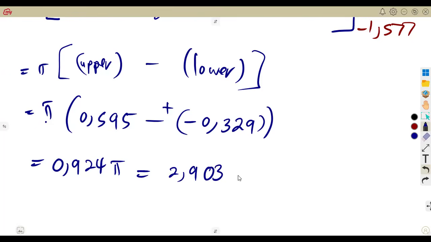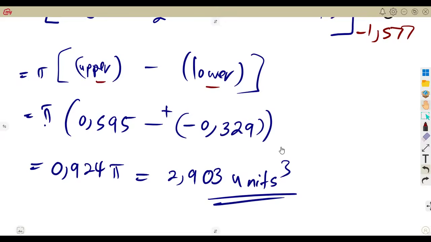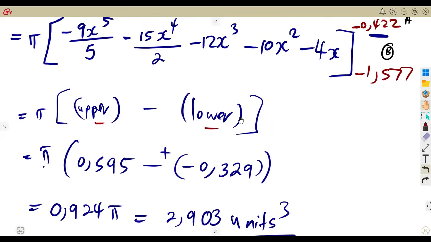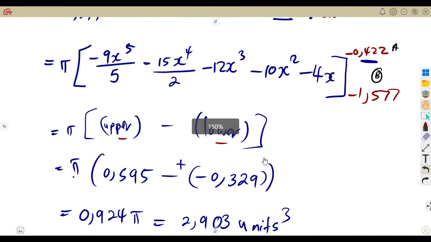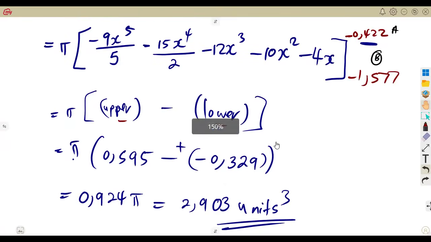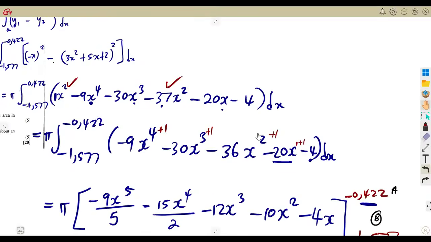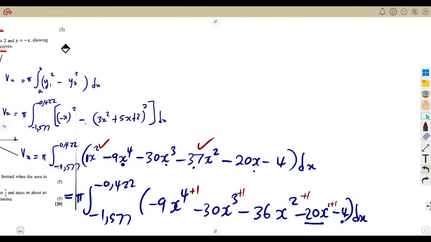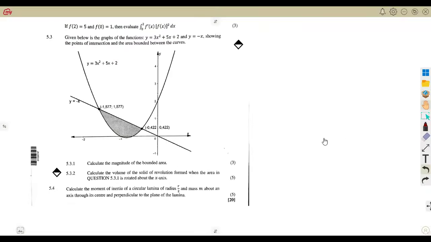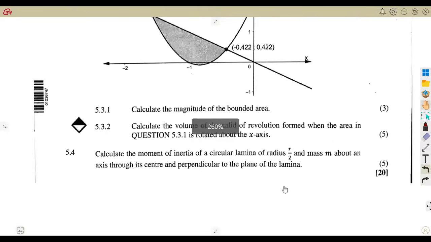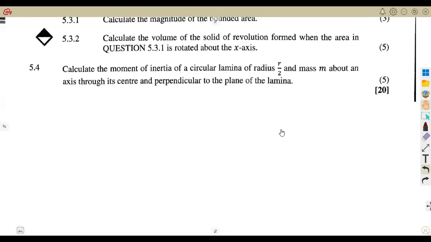This is volume, in cubic units. So make sure you substitute properly the upper minus the lower, just like what we had on area, guys. We had this one. Just try to substitute properly. This is what you were going to have at the end. So you just have to be very, very careful. These questions, they do happen like that. Can be like that in other cases.